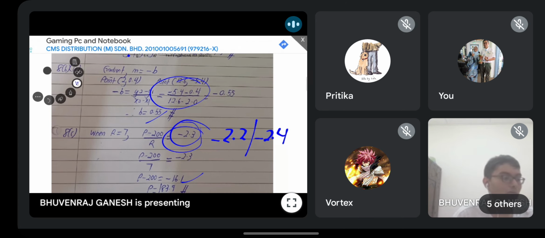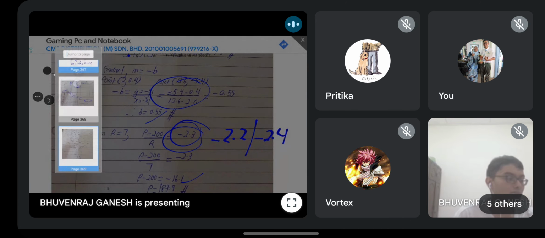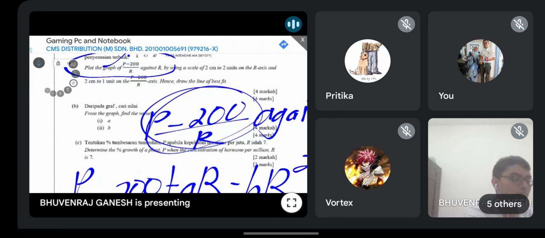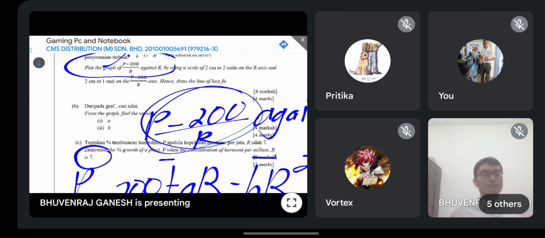Okay guys, so there is one more small part down there on this question. They ask you to determine the percentage growth P when the concentration is 7. So how to do this guys? Question C. Anyone got an idea? How do I find this? What should I do? Yes, sum out by 7, then equal to, what should I make it equal to?